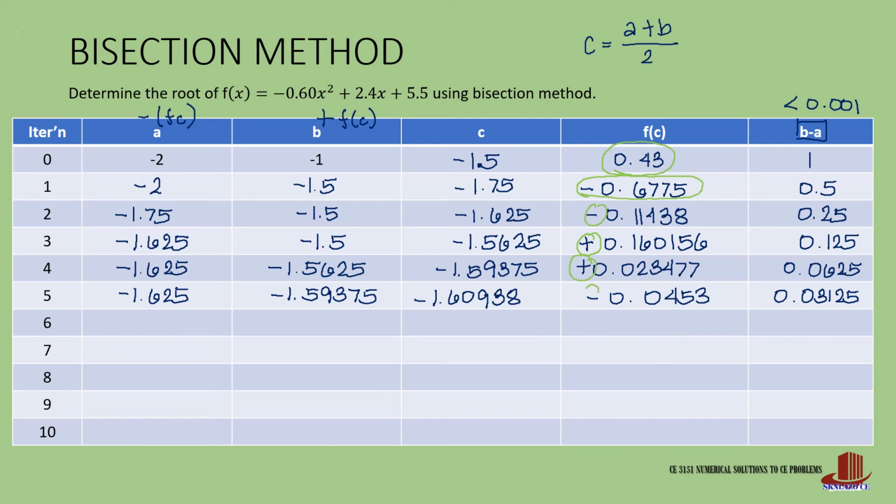So again, we get back to the negative sign, which means that we would need to change or replace our lower limit with c. That would be 1.60938. The upper limit would still be 1.59375.